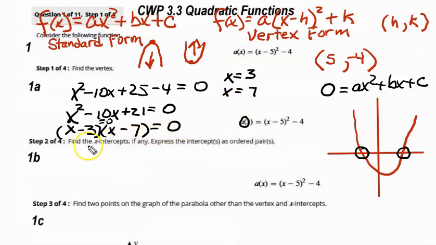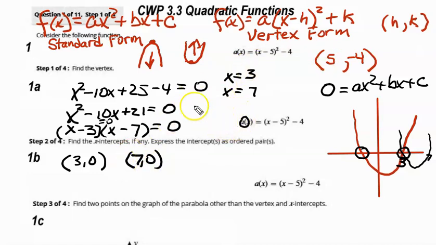So they want us to find the x intercepts. Now this is general. This one would be here where this would be a 3. Our 7 would be over there, and the parabola would probably look like so, just to give you an idea. But as ordered pairs then, this is going to be 3, 0, and this will be 7, 0. So we've done quite a lot with this so far.